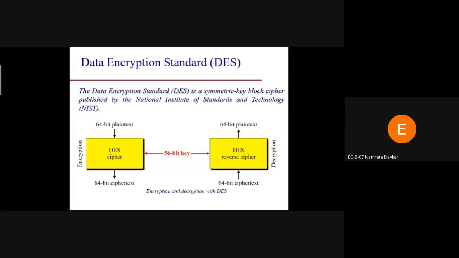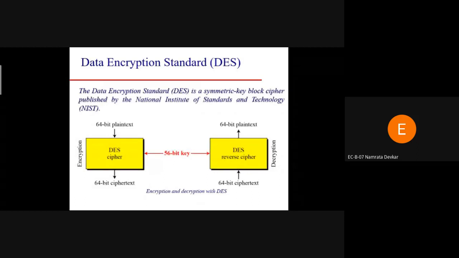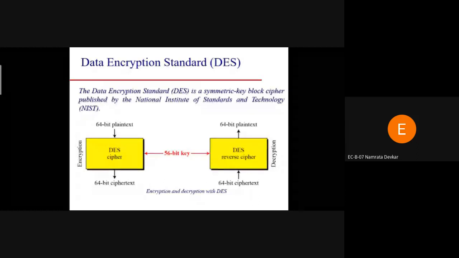So how can we encrypt the data by using the DES algorithm? Suppose first we require the plain text. The plain text might be 64-bit or it might be 128-bit. In order to encrypt the plain text, we use the DES algorithm. If we encrypt this plain text, then we get the ciphertext. The ciphertext is nothing but the coded version of the plain text.